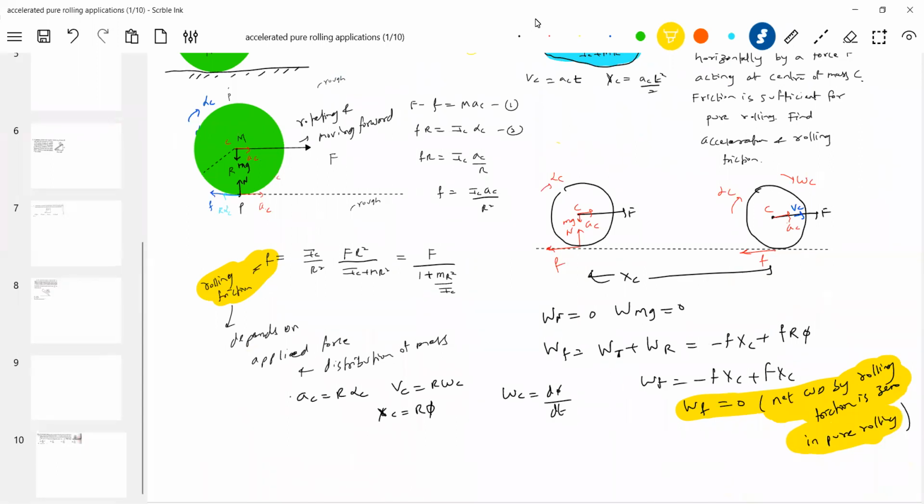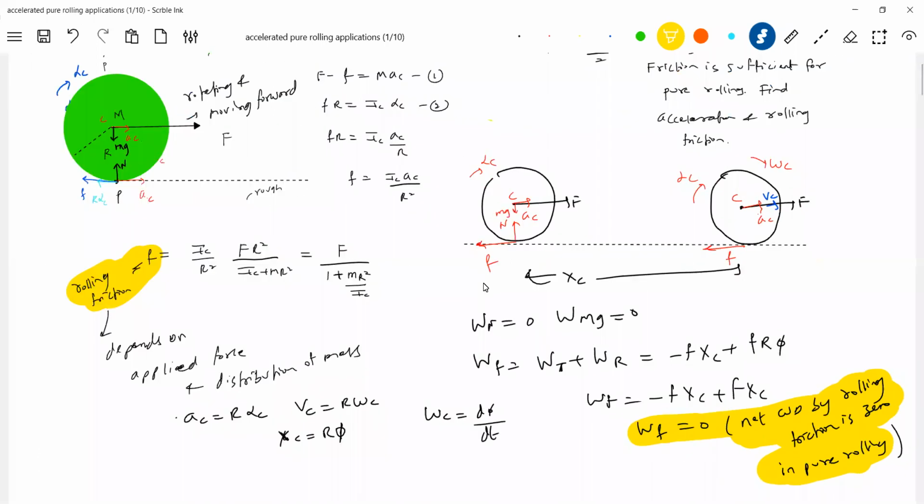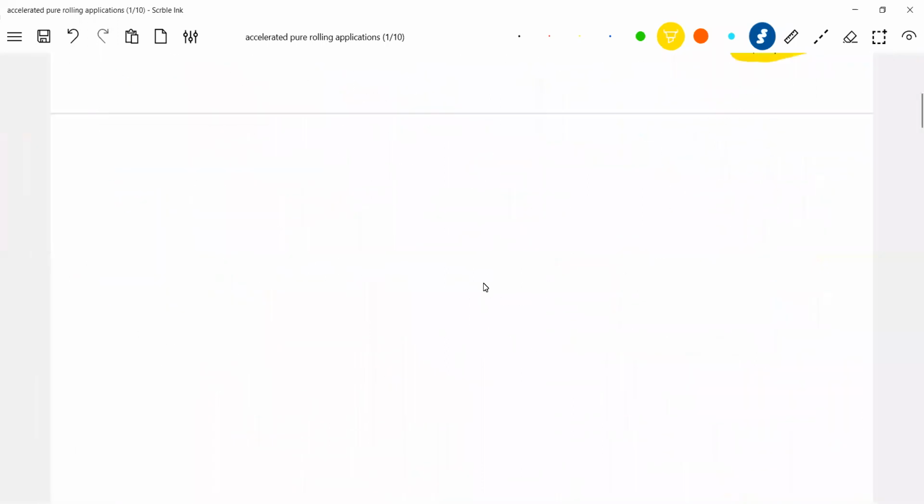What do you mean by pure rolling? AC is equal to R alpha, and the acceleration of point P along the x-axis must be 0. Here also, forward slipping and backward slipping will occur. Here also we are going to get forward slipping and backward slipping ideas. Let me introduce it here. What do you mean by forward slipping, pure rolling?